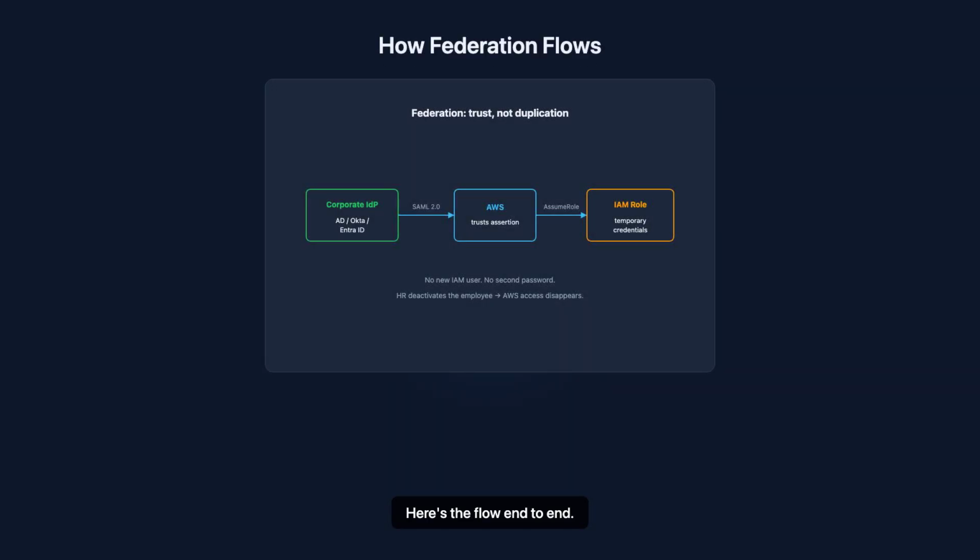Here's the flow end to end. The user starts at the corporate identity provider, Active Directory, Okta, or Entra ID, and authenticates there with their normal corporate credentials. The identity provider sends back a signed SAML assertion that says yes, this person is who they claim to be, and here are their group memberships. Amazon Web Services reads that assertion, lets the user call assume role on STS, and hands back temporary credentials tied to an IAM role. No new IAM user is created, no second password to manage, and when HR deactivates the employee in the corporate directory, their Amazon Web Services access disappears with no extra cleanup.